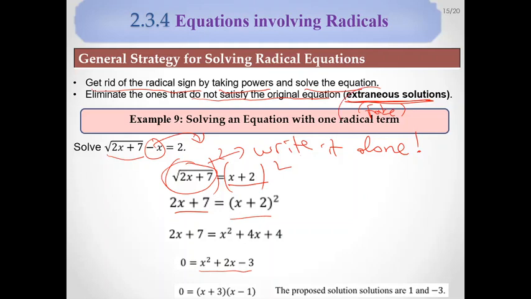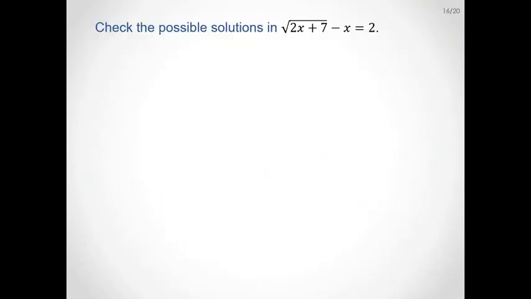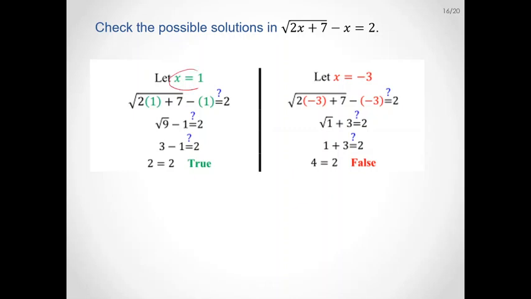But we have to check if they're fake or not. Okay, are they fake? Okay, this is the problem. Now, these are the steps here. Isolate the radical, and then square each side and get rid of the radical. Now, check the possible solutions in the equation. You know, there are two possible solutions we found. One of them is 1, the other is negative 3. And then we put 1 inside the original equation here.